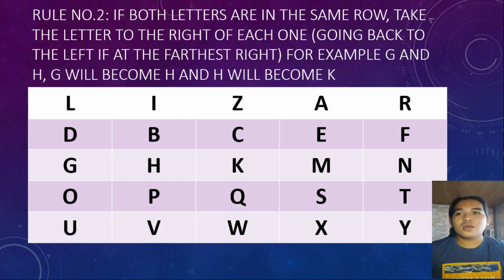Rule number 2. If both letters are in the same row, take the letter to the right of each one, going back to the left if at the farthest right. For example, G and H. G will become H and H will become K.